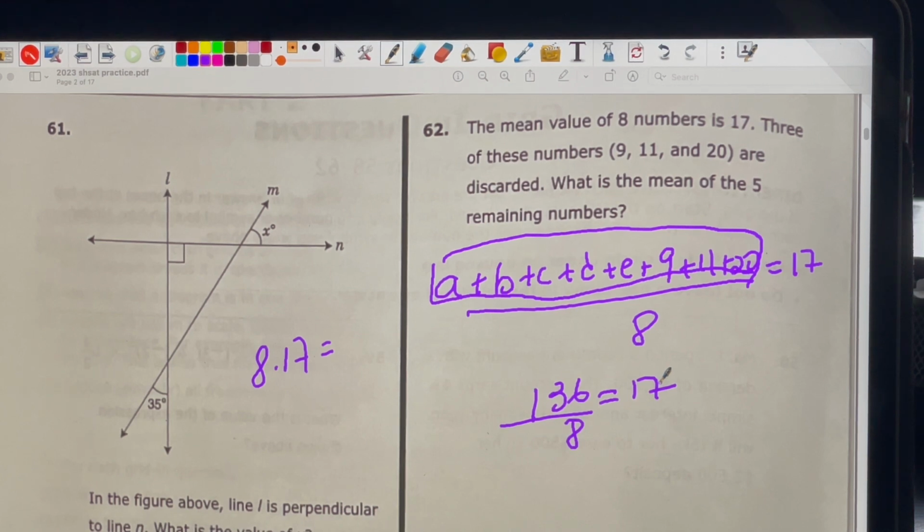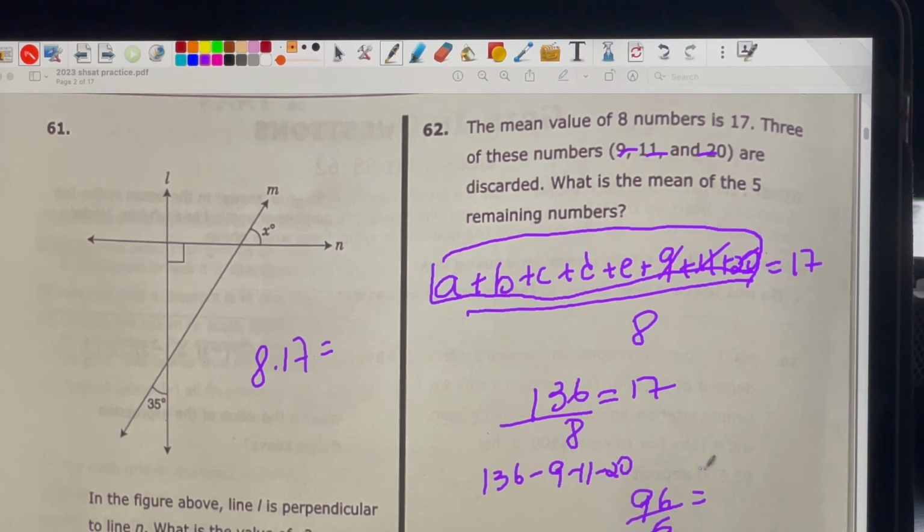136 includes A, B, C, D, E, plus 9, plus 11, plus 20. Now they said they're going to remove 9, 11, and 20. So from 136, I'm going to subtract 9, 11, and 20, and we get 96. We're left with 96 and only 5 numbers, so if we divide by 5, our mean now, 96 divided by 5, is 19.2. So that's your answer.